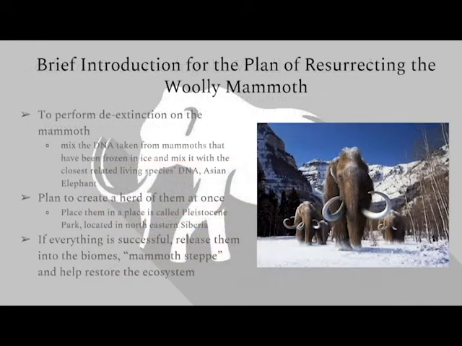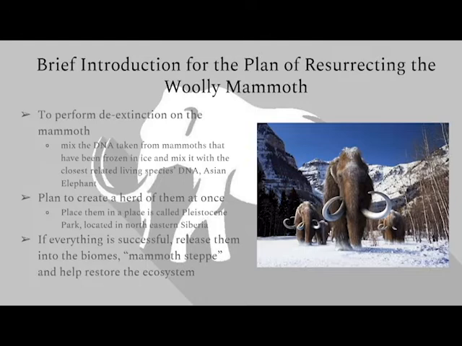As mentioned before, to perform de-extinction on the mammoth, we have to mix the DNA taken from the mammoths that have been frozen in ice with the closest related living species' DNA. The mammoth has been frozen in the ice from the Ice Age in Siberia. Scientists extracted the DNA from the mammoth and combined it with the closest related living species, the Asian elephant. The genes of the mammoth that are missing from the DNA degrading and breaking down can be replaced with the Asian elephant's DNA because they have very similar genomes.